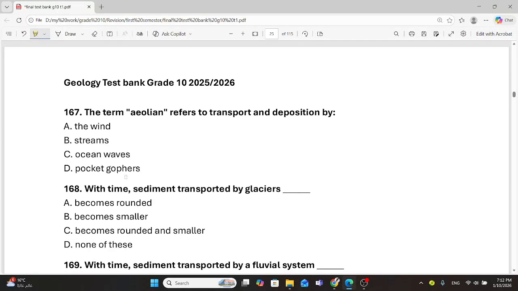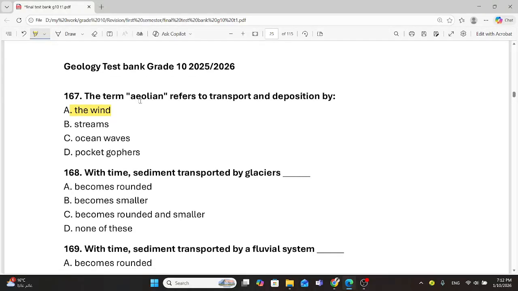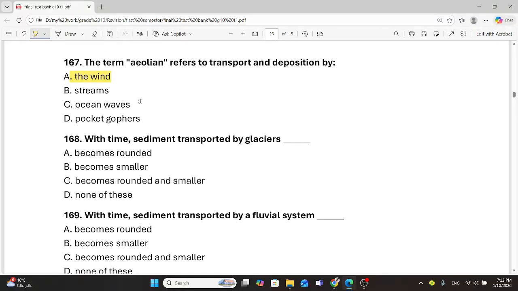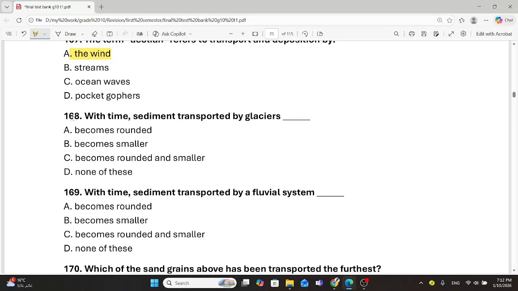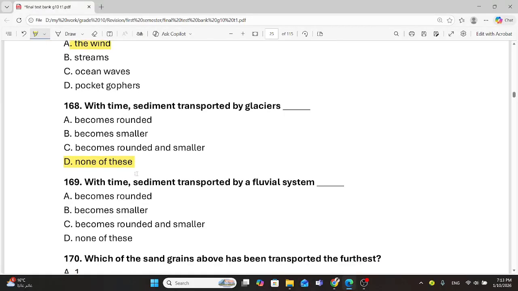The term eolian refers to transport and deposition by the wind ولا الستريم ولا الأوشن waves ولا البوكيت covers. لا الويند. يبقى eolian refers to transport and deposition by the wind على وزن airline. نفتكرها. With time sediment transport by glaciers become rounded ولا become smaller ولا become rounded and smaller ولا none of these. None of these.